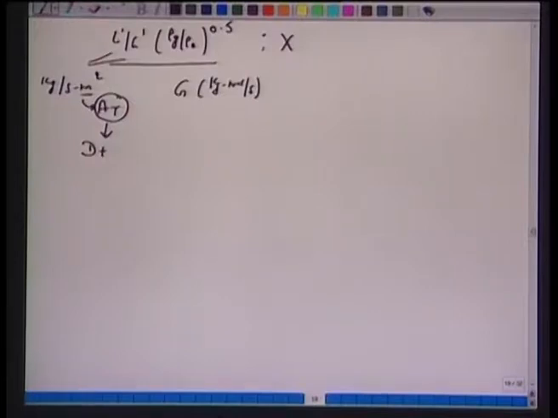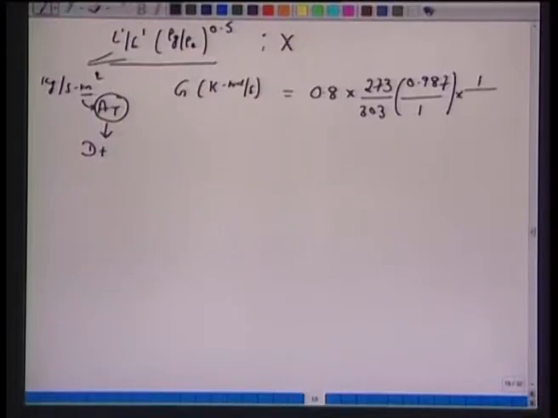Excuse me. So, let us make it kilomole per second. So, this G would be 0.8 cubic meter per second. So, let us make pressure temperature corrections: 273 divided by 303, 0.987 over 1. So, that is a pressure correction for 1 bar, and then we know 22.4 liter per mole.